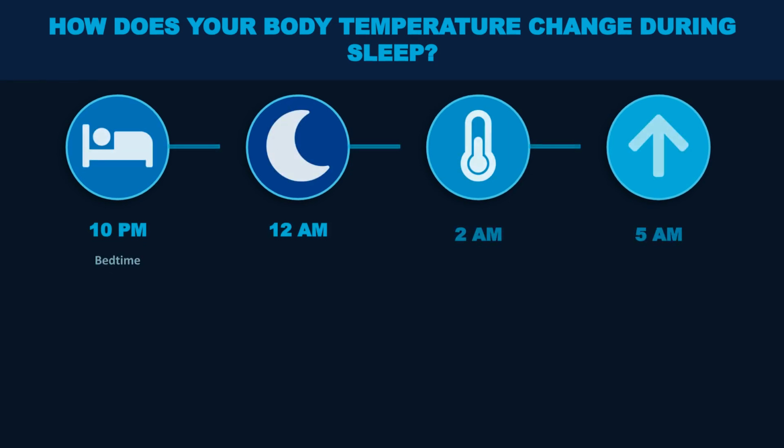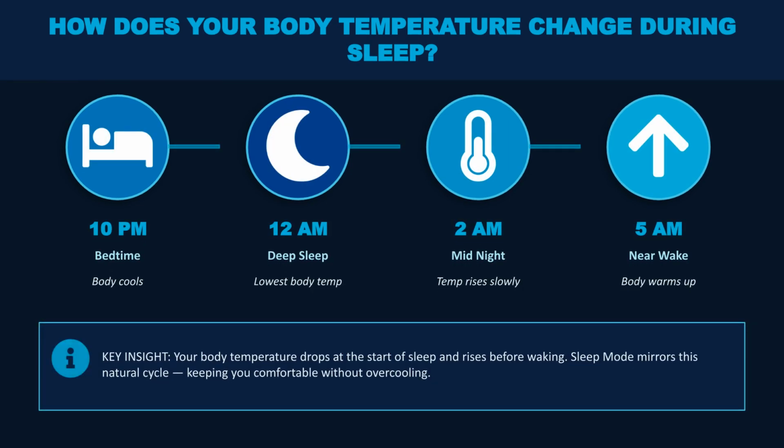As you fall asleep, your body temperature naturally drops, reaching its lowest point in deep sleep around midnight. It then gradually rises before you wake up. Sleep mode is designed to mirror this natural cycle, preventing overcooling and keeping you comfortable.